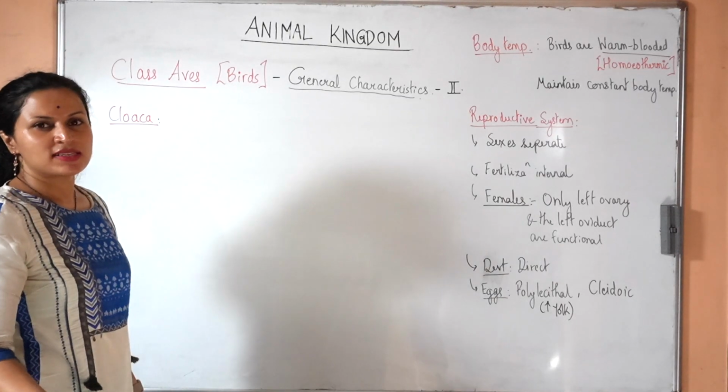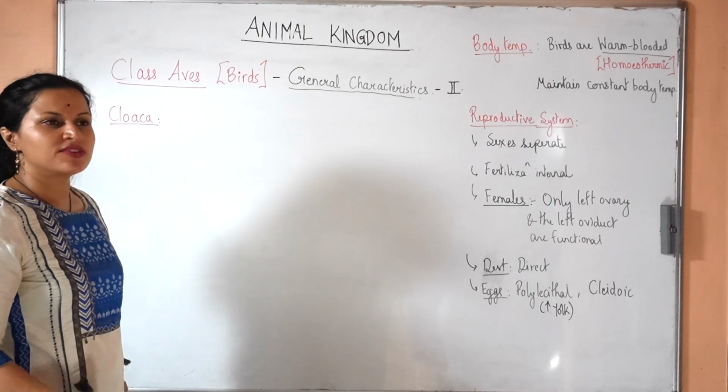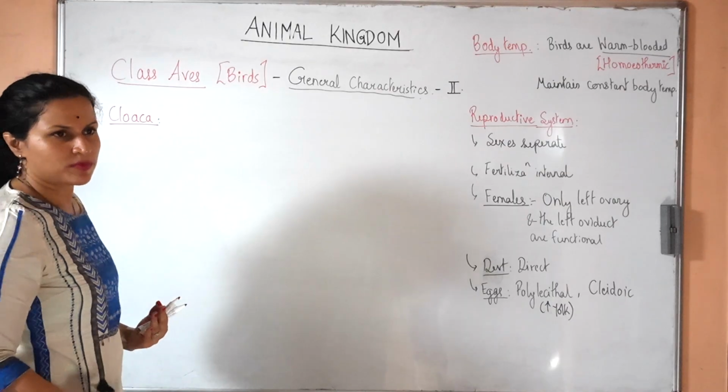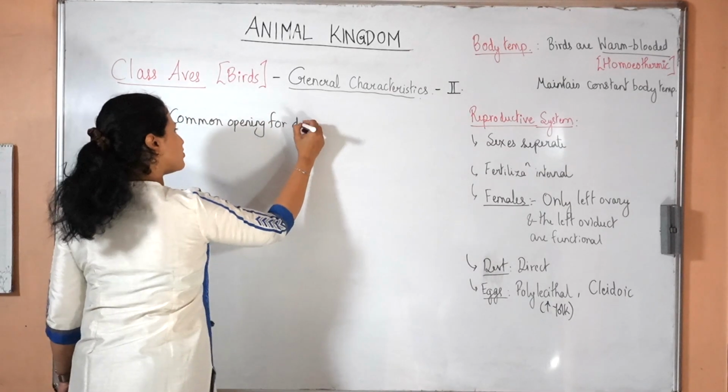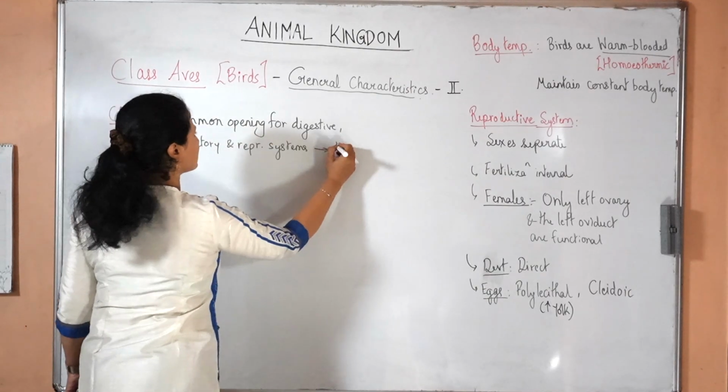Cloaca. Cloaca was present in amphibians and reptiles as well. It is a common opening for the digestive, reproductive and excretory system. They have the presence of cloaca, no separate openings. Common opening for digestive, excretory and reproductive systems. It is present in them.